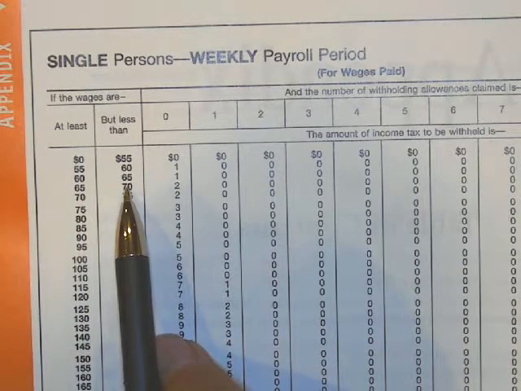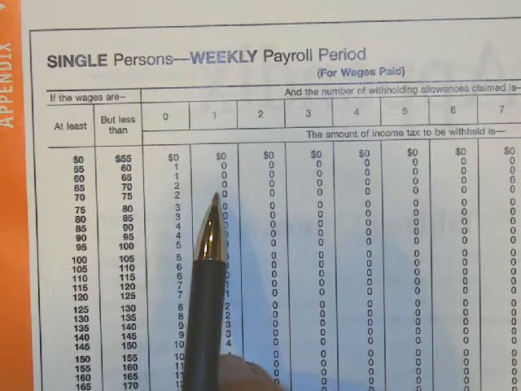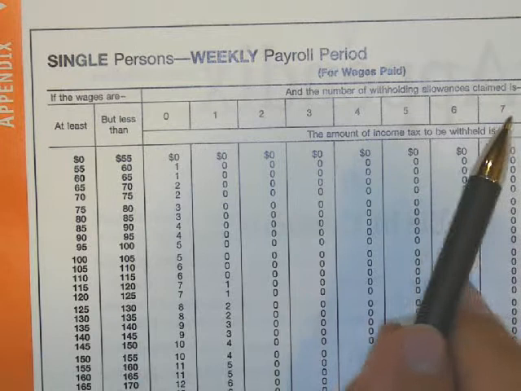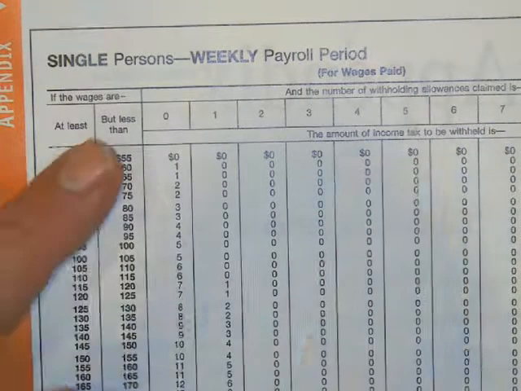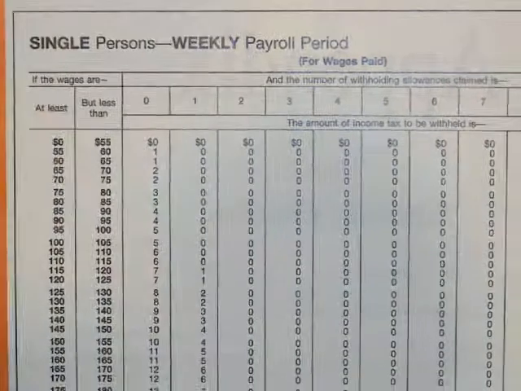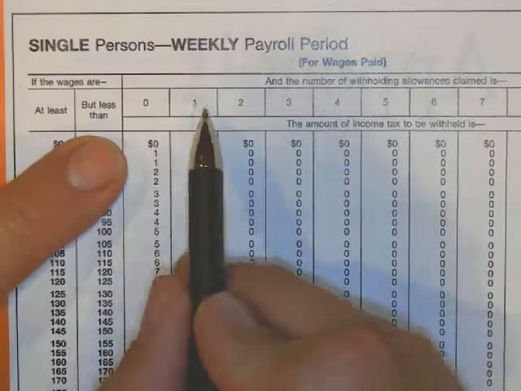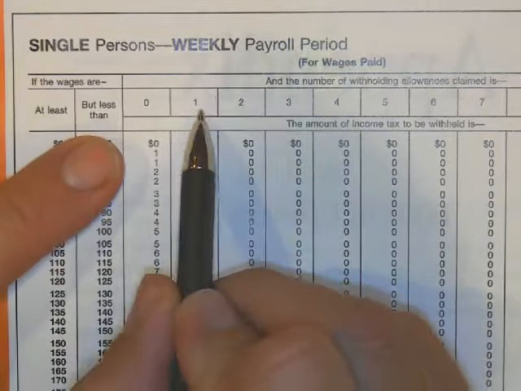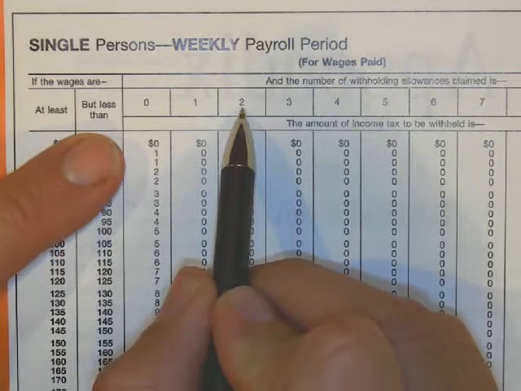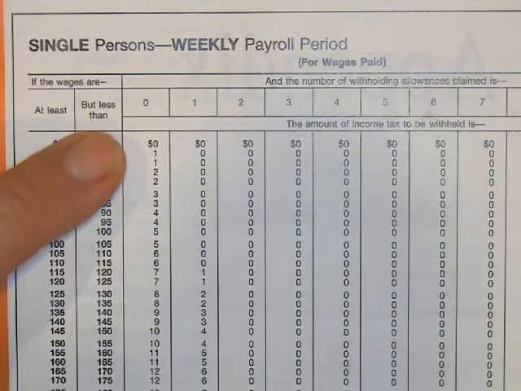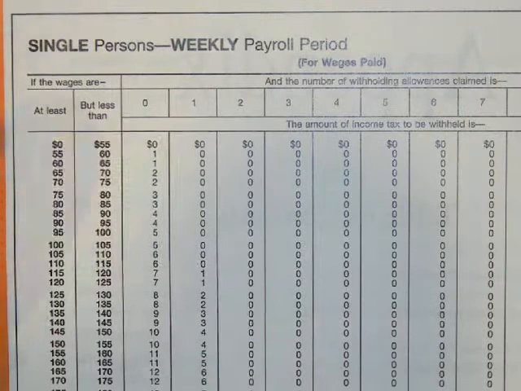Now how we're going to read this is simply this. If somebody gets paid on a weekly basis at least this amount, but less than that amount, this is how much we take out. Okay? Now we have to look over here and get in the right column as well. These are the number of withholding allowances, or some people call them dependents, that people have claimed.